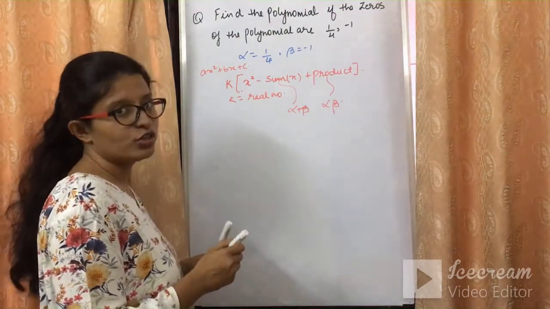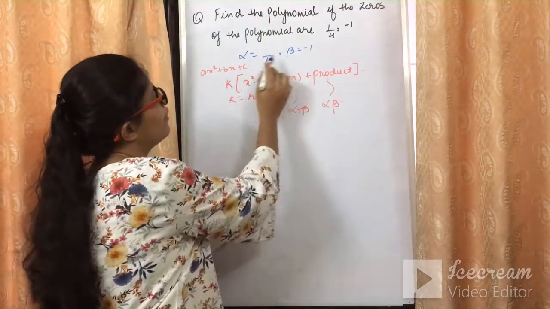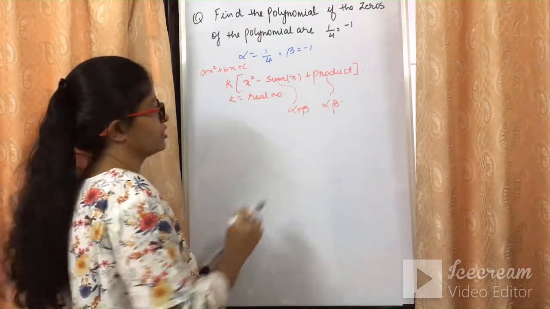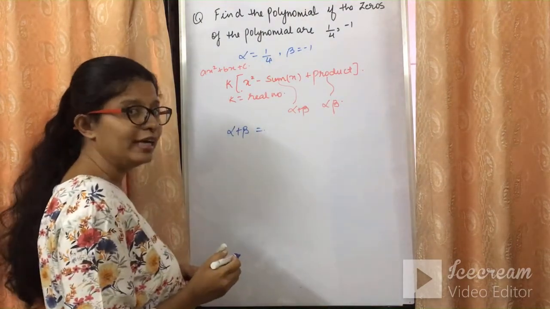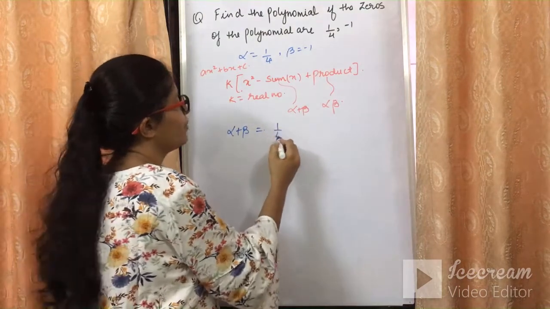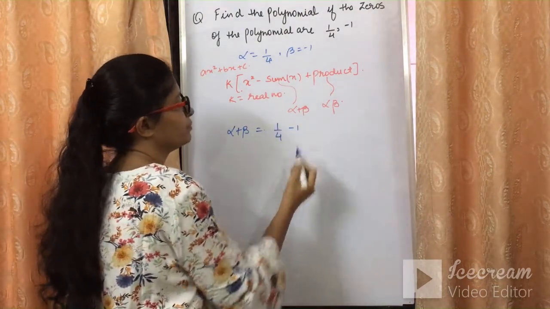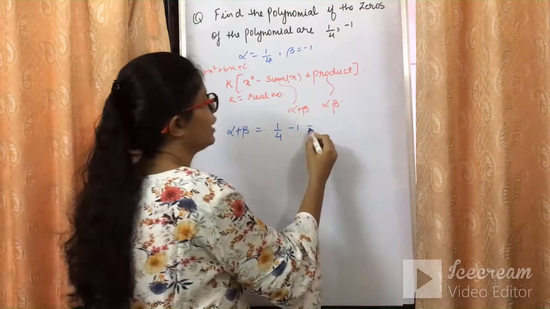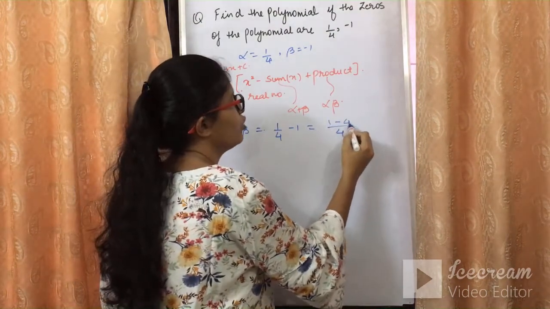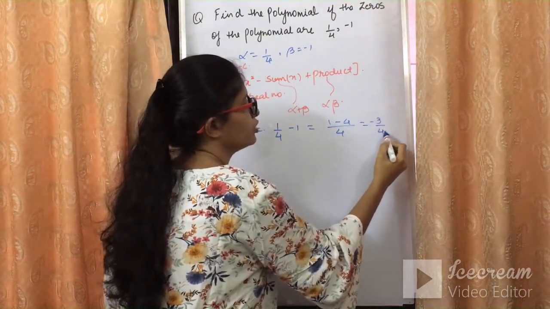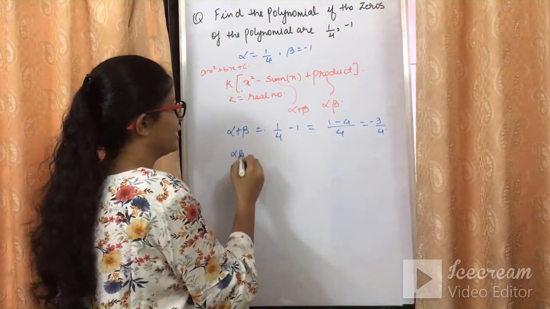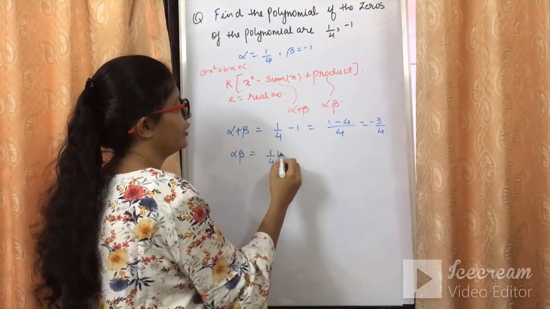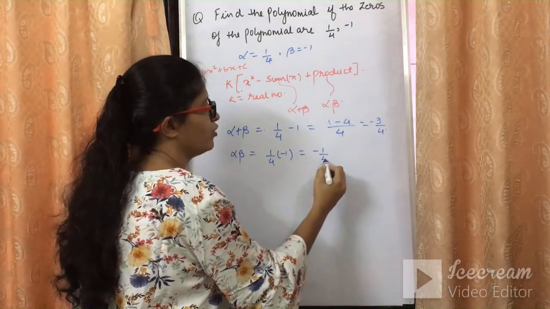So let's have a look into the given example over here. We have alpha and beta given to us. So let us take out the sum of alpha plus beta, that is the zeros of the polynomial. So alpha is 1 by 4 and minus 1. 1 by 4 minus 1, take out the LCM, you will get 1 minus 4, minus 3 upon 4. So what is the sum? Sum is minus 3 upon 4. Alpha beta, what will be the product? 1 upon 4 into minus 1. It will be minus 1 upon 4.